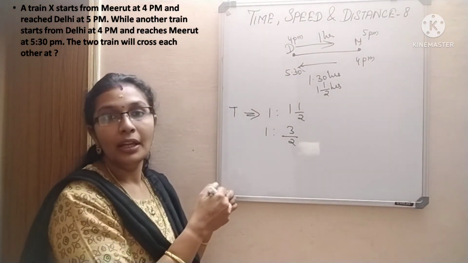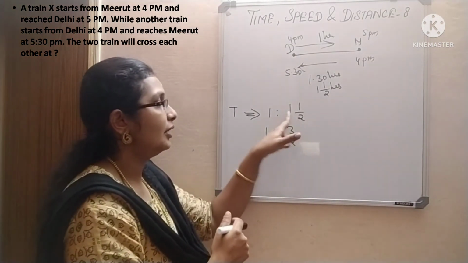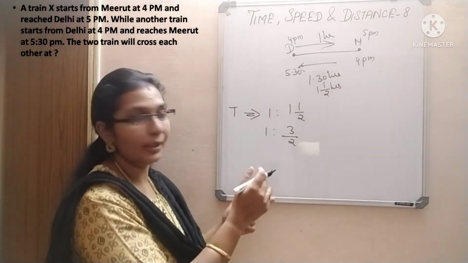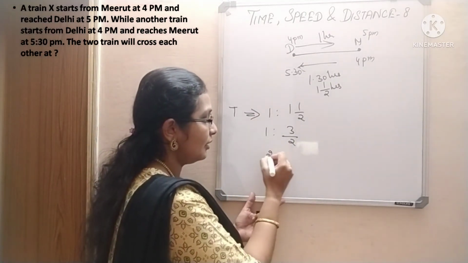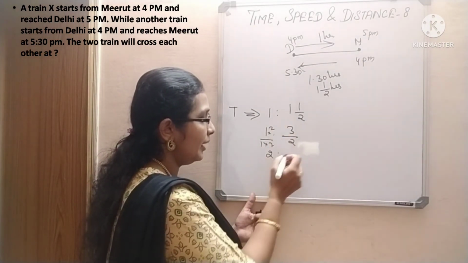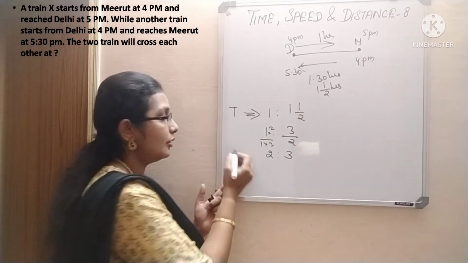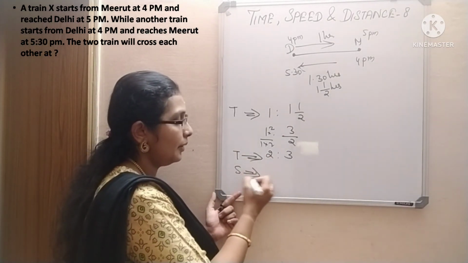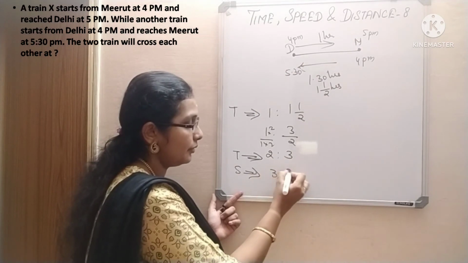Change this into an improper fraction. So 2 into 1 plus 1, 3/2 you will get. In order to convert this to whole numbers, you will take the LCM, multiplying by 1 into 2, so it becomes 2:3. So this is your time ratio. Clear? So your speed ratio would be the inverse of this, which is 3:2.